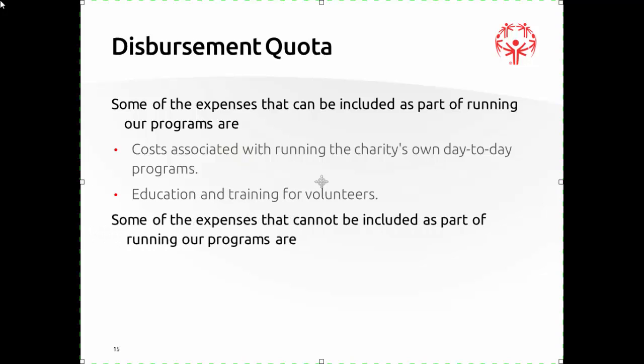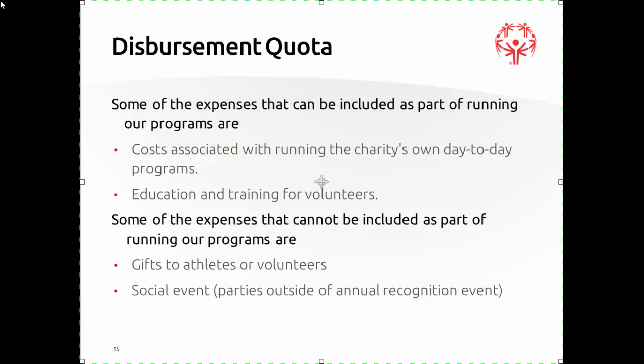Some of the expenses that cannot be included as part of running our program are gifts to athletes or volunteers, and social events, i.e. parties outside of annual recognition events.